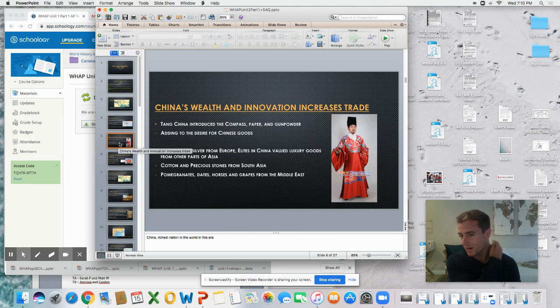Okay. China is a big factor in increasing trade in this time period. Lots of goods are coveted from China. The compass, paper, gunpowder, all of these are innovations that are adding to the desire for Chinese goods, which already had a high desire because they have those luxury items like porcelain, like silk, right? Now, the Chinese merchants wanted goods from everywhere. They wanted that gold and silver from Europe or Africa, but they also wanted the precious stones of South Asia, which is India, or horses, especially coming out of the Middle East.